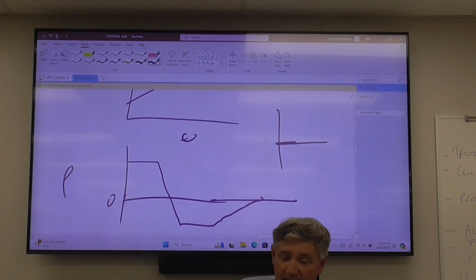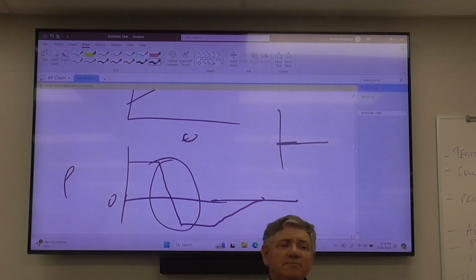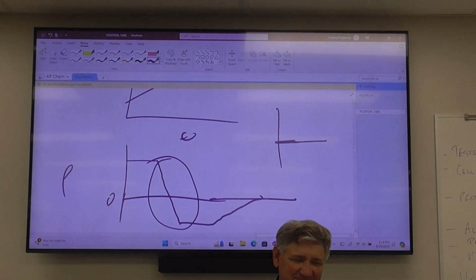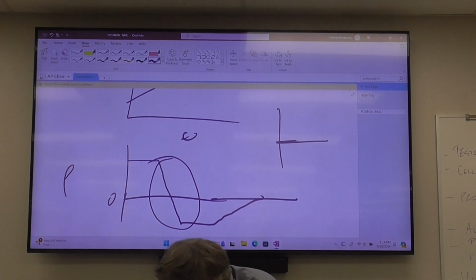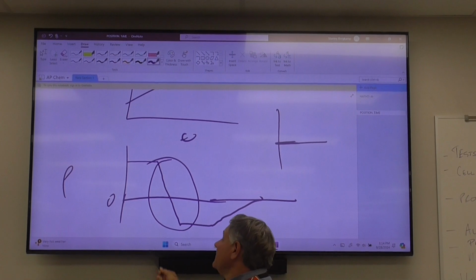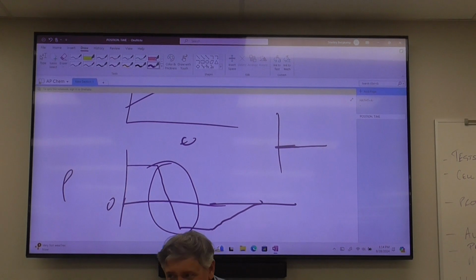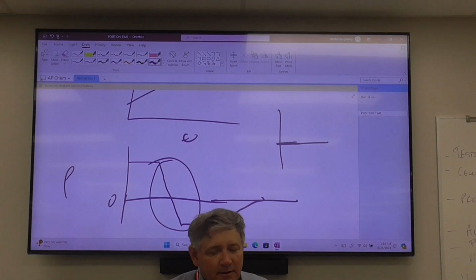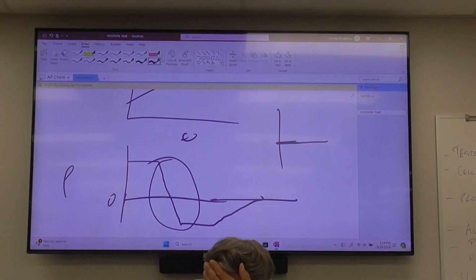Now, what's going to happen here? What's going to be the sign of your velocity, positive or negative? Negative. What's the slope of this line? Negative. So therefore the velocity is negative. Is it going to be a constant velocity? Yes.